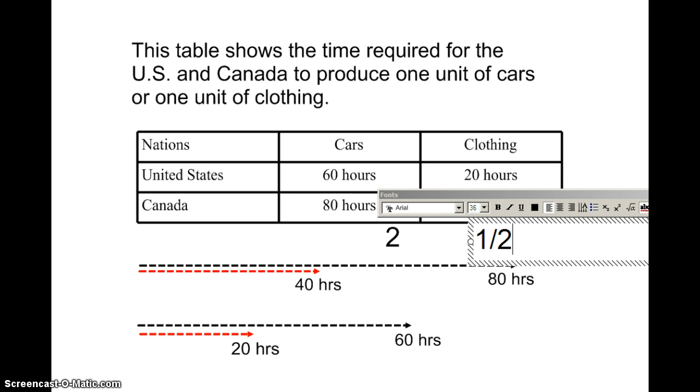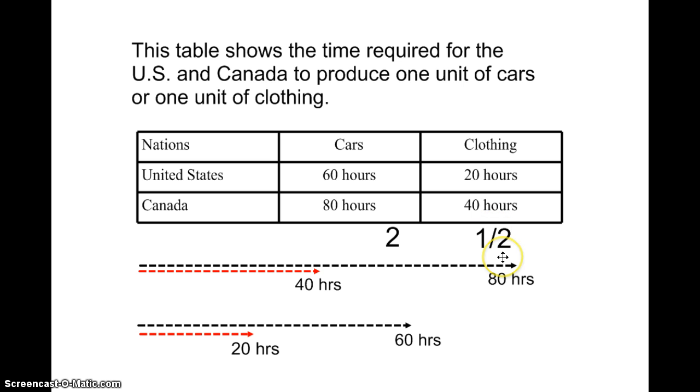So calculating with inputs is a little bit different. It forces us to really think through how much of a unit they would have gotten done. See if you can do this. Pause and see if you can calculate the opportunity cost for the United States.